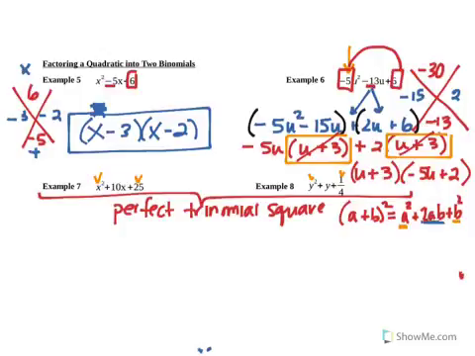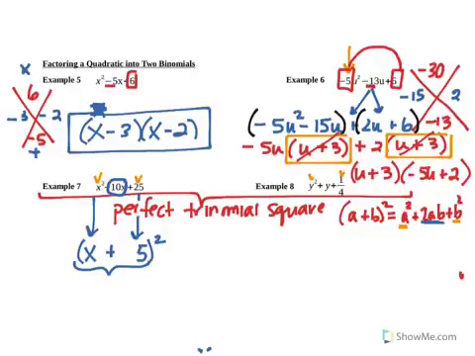So let's check that. In example 7, this would be x times x. This would be 5 times 5. Is the middle number twice this product? Yes. So this is just x plus 5 quantity squared.